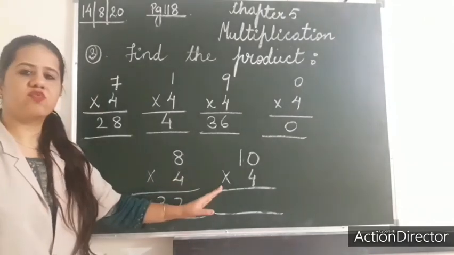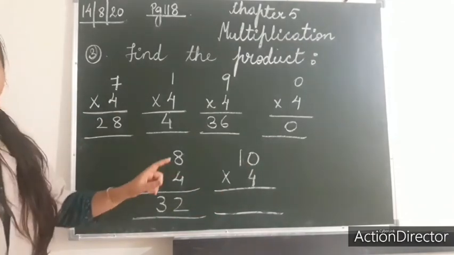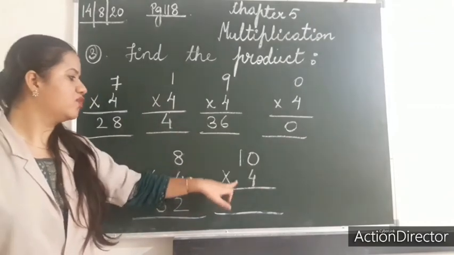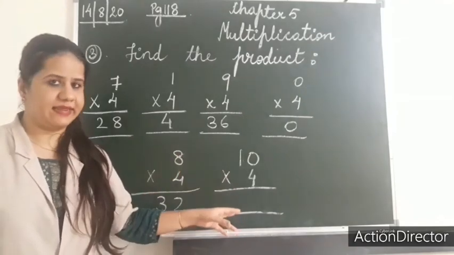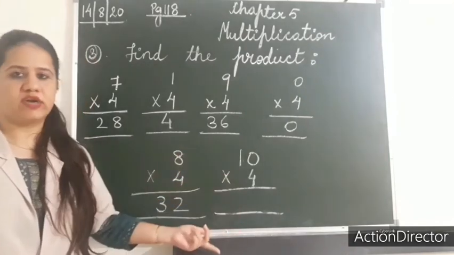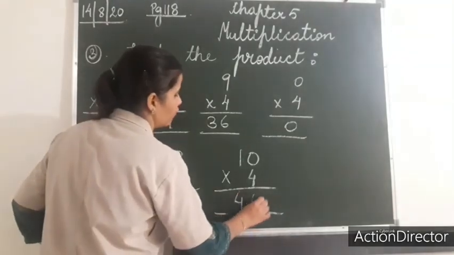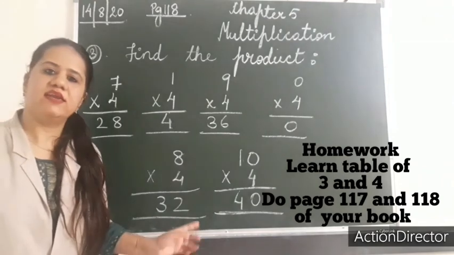Now the next last one, it's a 2-digit multiplication that we will study later on. I will tell you. But before that, you can do this as it is very simple. So you can do it directly. 10 fours are 40. 4 tens are 40. So directly you will write 40 here.